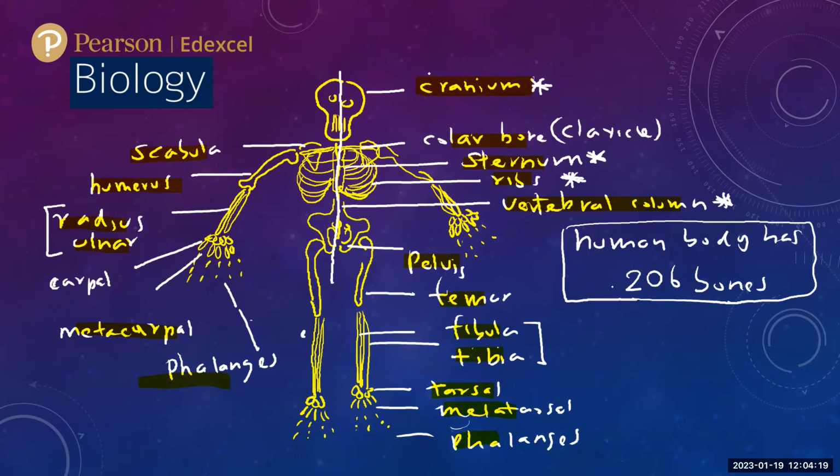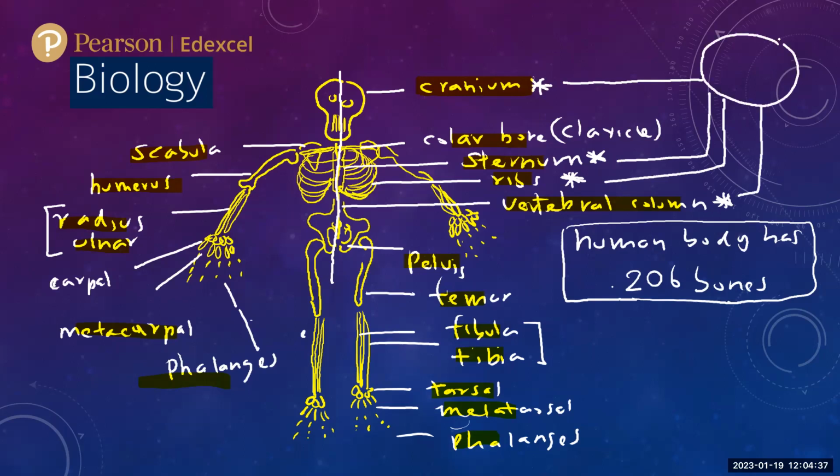The middle axis. Since they're oriented along the middle axis, the cranium, sternum, ribs, and the vertebral column, we call this collection of bones the axial skeleton. Axial skeleton. And the rest is called the appendicular skeleton. Appendicular skeleton.